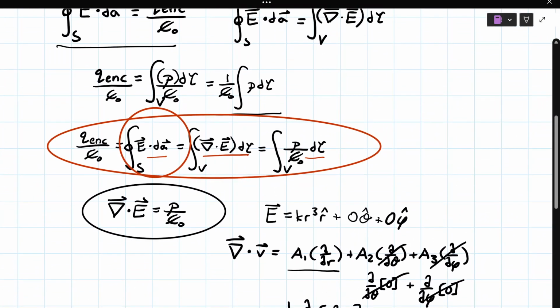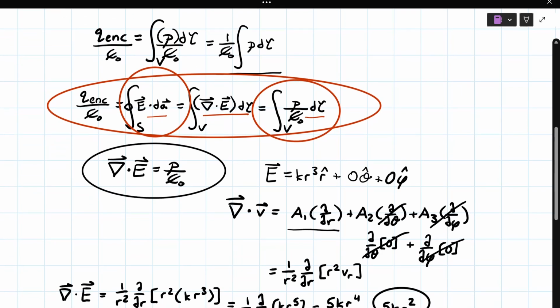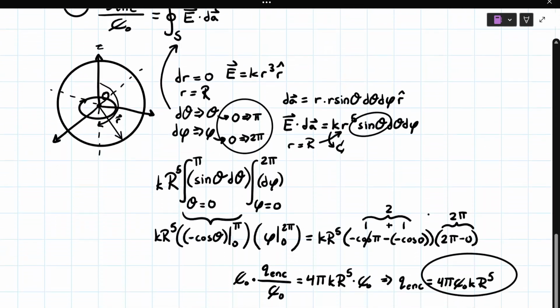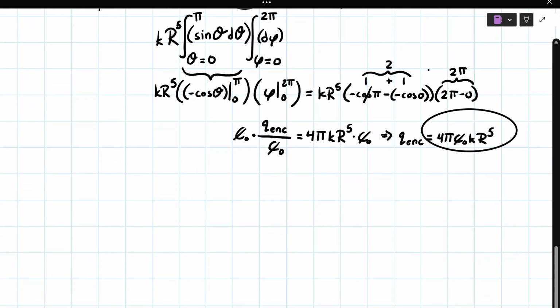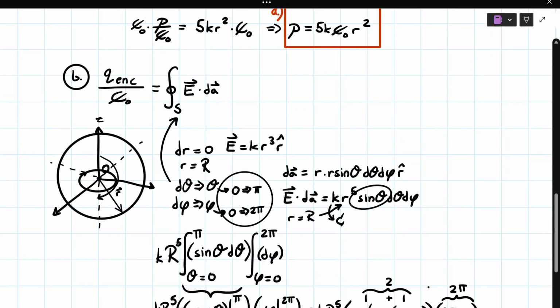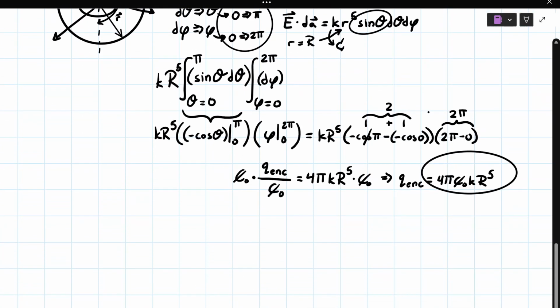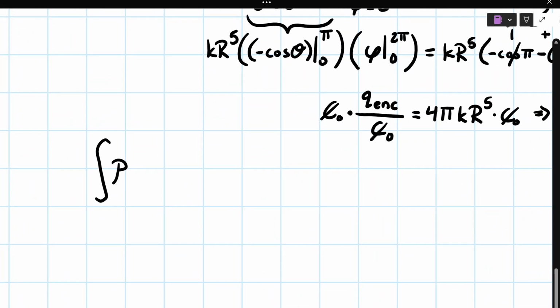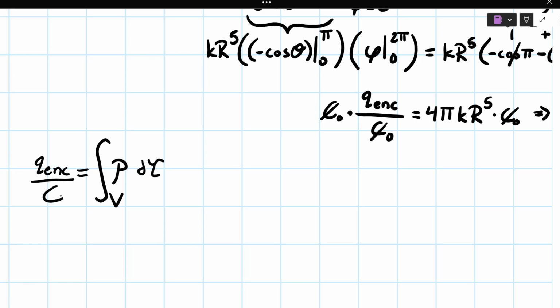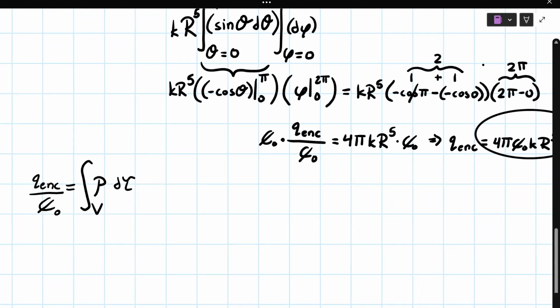How about we directly integrate rho over epsilon naught? Okay? And so I'll pull that down here. We know what rho is, right? We found that. Rho is 5k epsilon naught times r squared. So let's just write this out. The volume integral of rho d tau is equal to q enclosed over epsilon naught again, right?